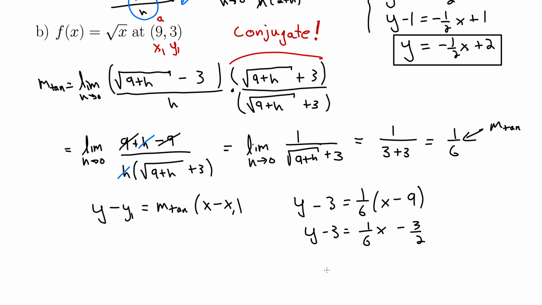So then I'll add 3 to both sides. Y then must be 1/6 x minus 3/2 plus 3. Well, I'm going to rewrite 3. I'm going to get a common denominator, 2/2. So that gives us 6/2 up top. So then this is 1/6 x, minus 3/2 plus 6/2 is positive 3/2. And there is the equation of our tangent line to the curve square root of x at the point 9, 3.